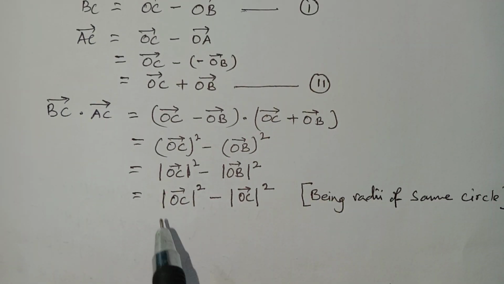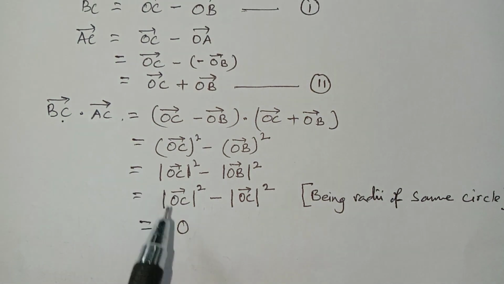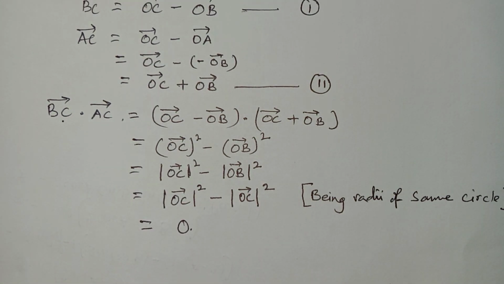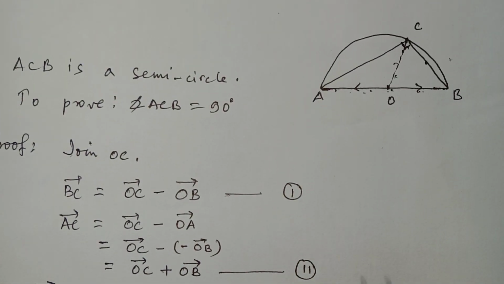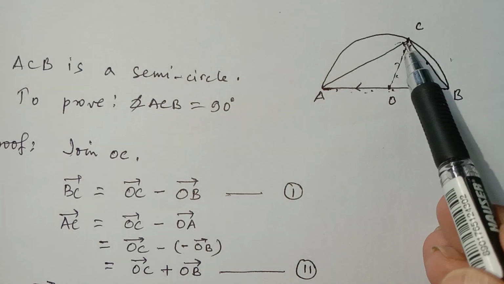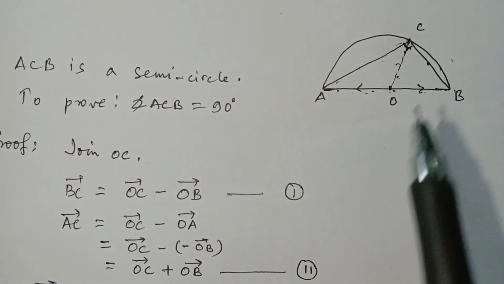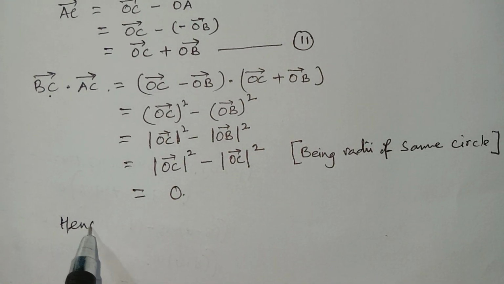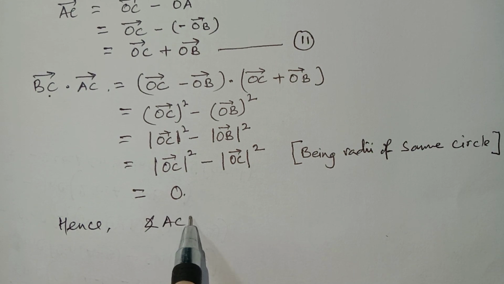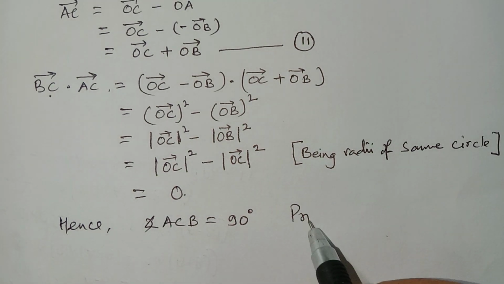Okay, so we can see that this is equal to 0, and the dot product of BC and AC is 0. It means the angle between these vectors is a right angle. So AC dot BC is 0. It means the angle between these vectors, which is ACB, is a right angle. Okay, so we say hence angle ACB is equal to 90 degrees. Okay, and this theorem is proved.